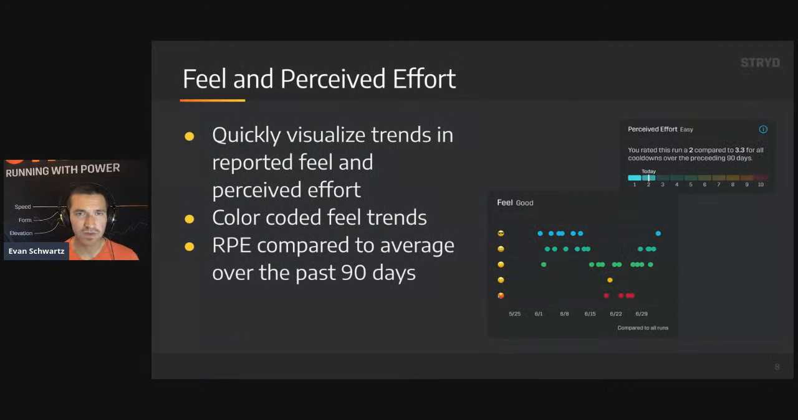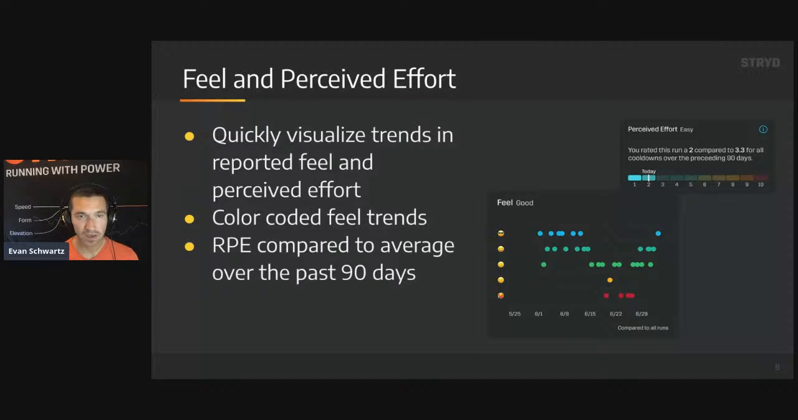Feel and perceived effort. So this card here specifically is for quick visual trends in reported feel and perceived effort. There is a color coding to it, so it'll go from a lighter blue down to a green, a little bit darker green, a yellow, orange, and then a red based on how you reported your run in terms of feel. And then on the perceived effort, it'll go all the way from that blue all the way to the red from a 1 through 10 sliding scale.